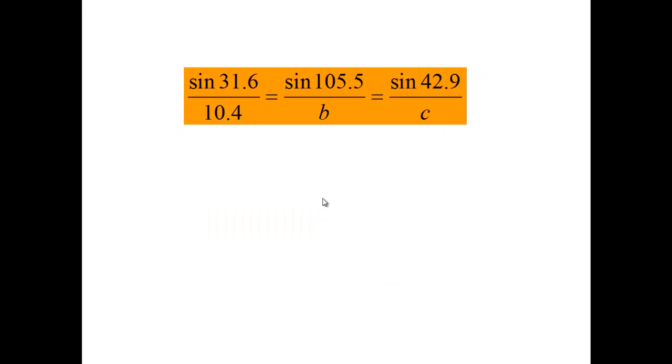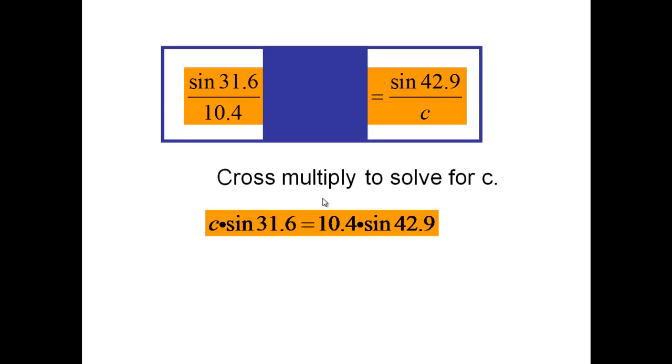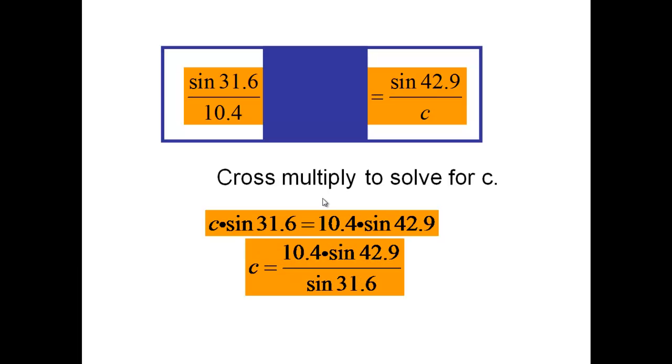We can do the same thing to find side c. Again, ignore the middle. Let's take something we knew from the beginning, cross multiply and solve for c. When we cross multiply, solve, and plug into our calculator, we get that c is approximately 13.51.